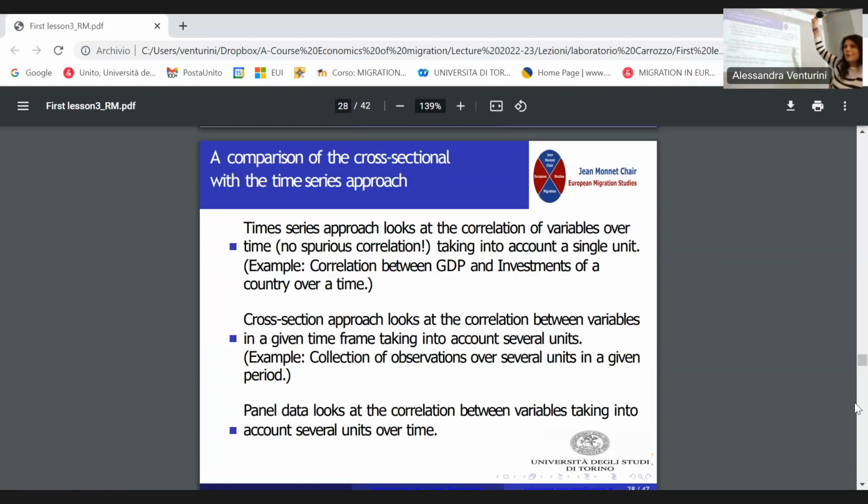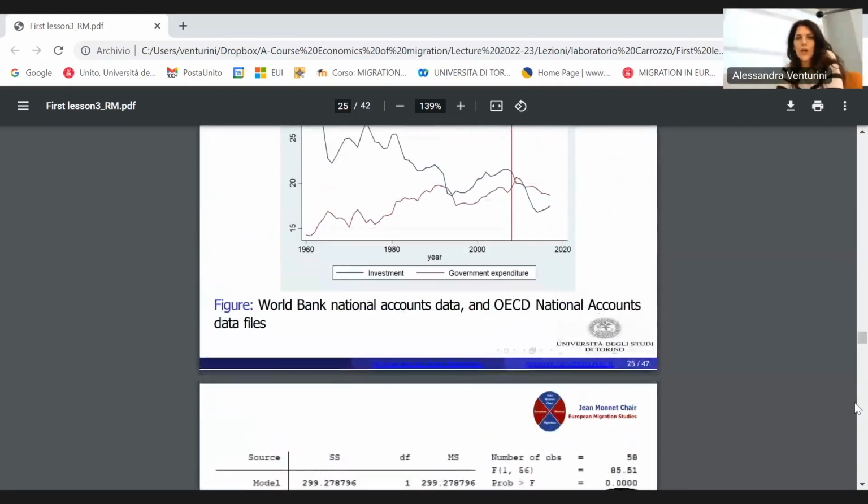For instance, the Italian regions, the wage and the employment in the Italian regions in 1 year. Or in one period that could include 2 years. Unit of time, in general, 1 year. And finally, in the panel data, we look at the correlation between variables taking into account several units over time. Okay? The classical example is what we have.